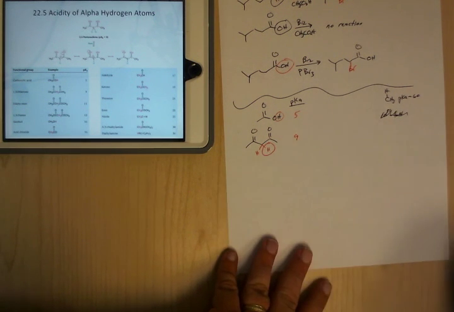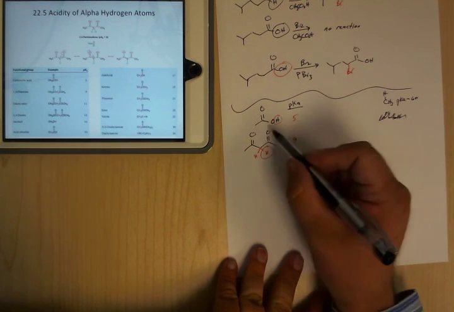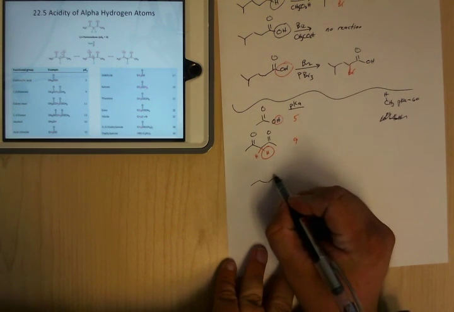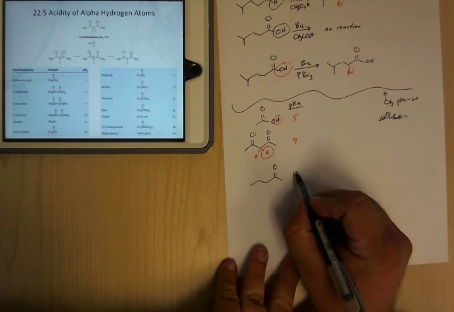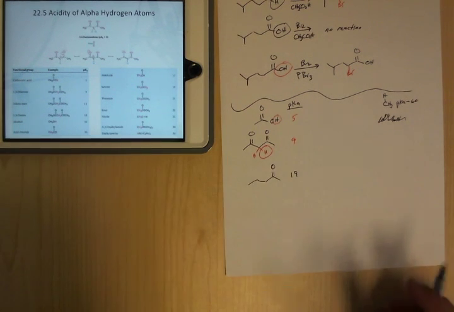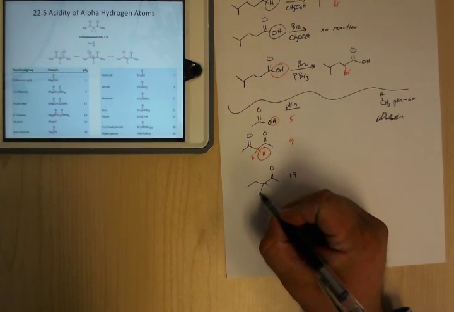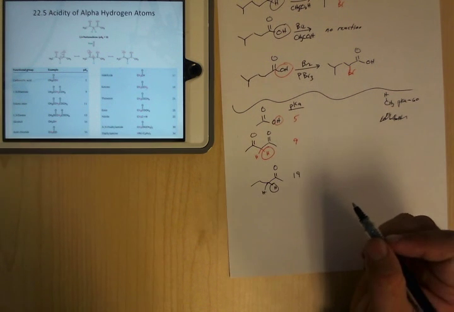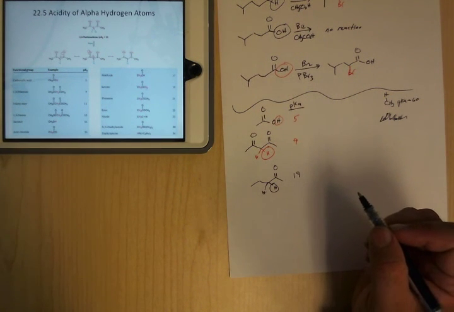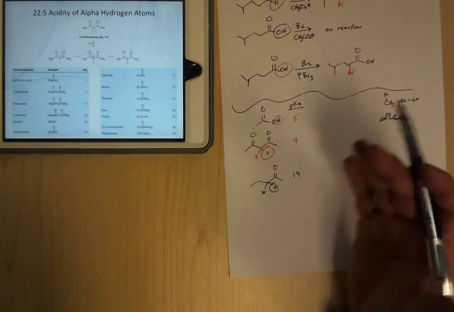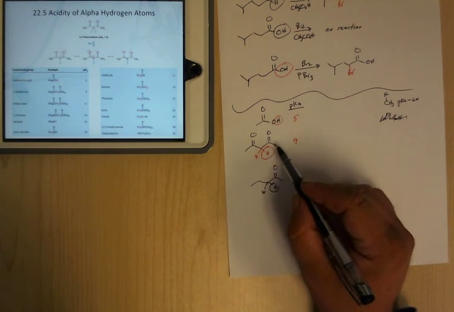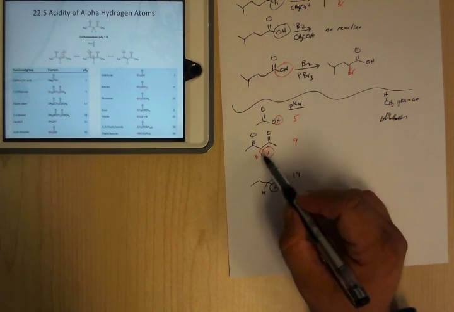Even if you just have one of these double bond O's, something like that, that's going to be like a pKa of 19, which is pretty acidic, right? So you're talking about that guy there. Even then, that's going to be really acidic. So it doesn't matter if it's an ester, a ketone, or an aldehyde. There are going to be some slight variations, but for the most part, these things are going to be incredibly acidic.